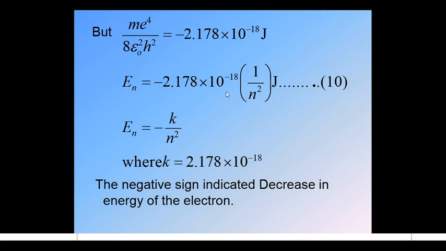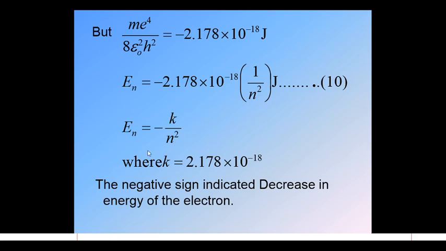You can express this equation in terms of electron volt also. How? By using the conversion equation, 1 electron volt is equal to 1.6 into 10 raised to minus 19 joules. So here we got it in joules, isn't it? You can convert it into electron volt and you will get En as minus 13.6 electron volt by n square. I repeat, En is equal to minus 13.6 electron volt by n square.